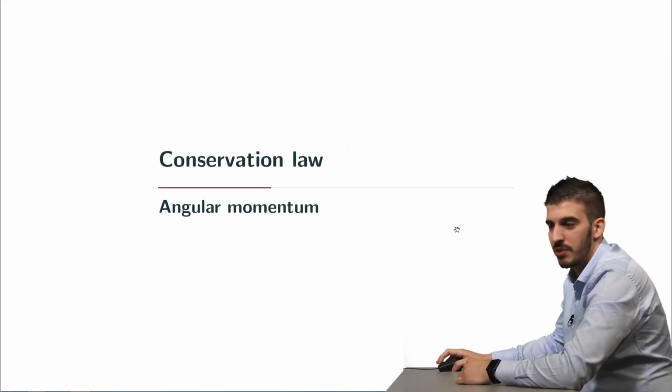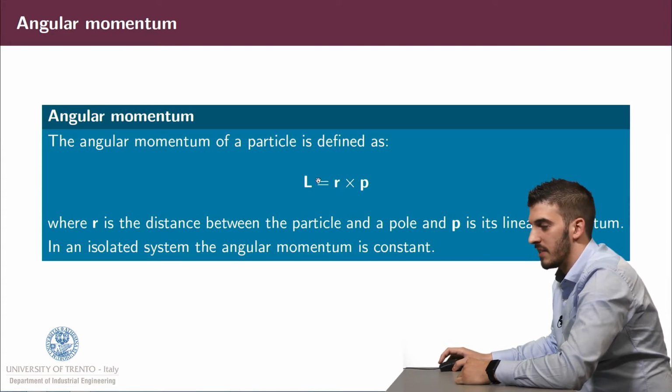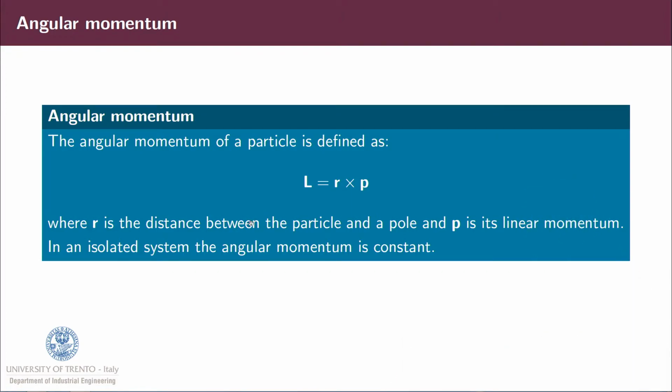Now let's define also the angular momentum. The angular momentum of a particle is L equal r cross product P, where r is the distance between the particle and a pole, and P is the linear momentum. In an isolated system, the angular momentum is constant.